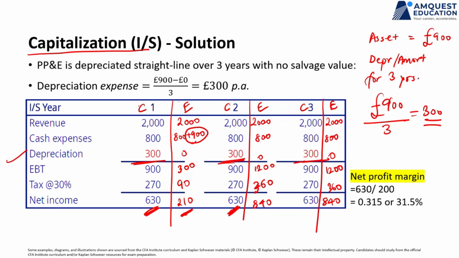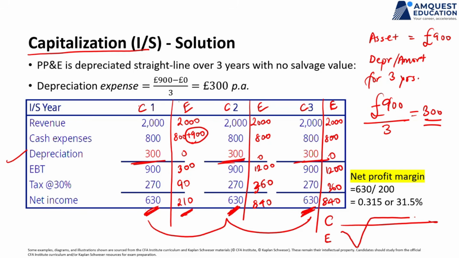And both tables are now parallel for comparison. In this, you have very, very smooth profit reporting, 630, 630, 630. If you capitalize, no fluctuations. But if you expense, suddenly 210 and then suddenly 840. You see the variation in your reporting. So this is your expensing graph and this is your capitalization graph. So these are the two tables which we study.